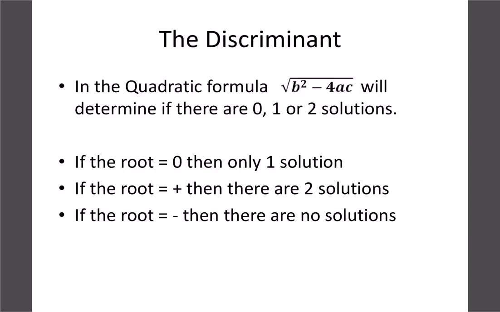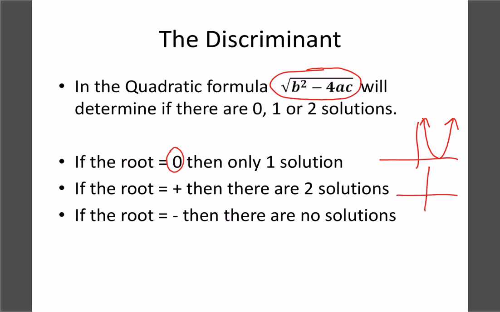So that square root part actually tells us quite a bit, and we call that square root part the discriminant. So we can actually figure out how many solutions there are going to be just by doing that square root section. And like we just looked at, if the square root is 0, that means we only have one solution. If our square root is positive, that's when we got two solutions. And if we get a negative under the square root, that meant we get 0 because we can't do the negative square root.